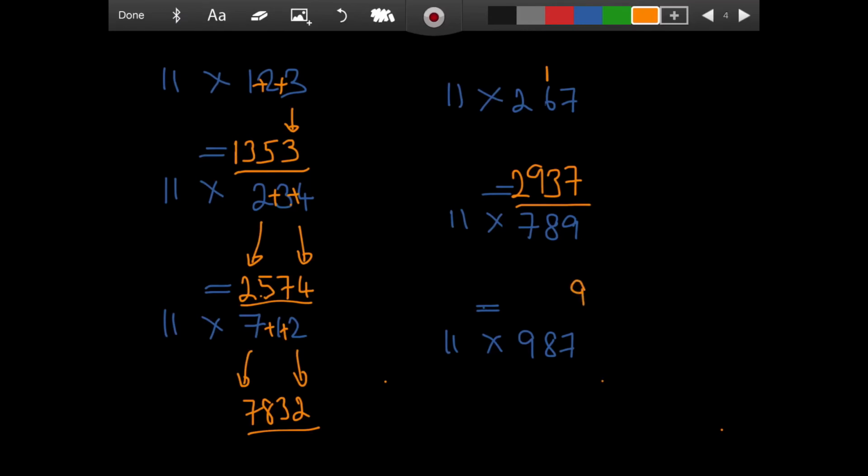11 times 789. Bring the 9 down. Add the 8 and the 9 together to give you 17. Carry the 1 to the 8. Becomes a 9. 9 plus 7 is 16. And then bring the 1 over to the 7 to carry over. It becomes 8,679.